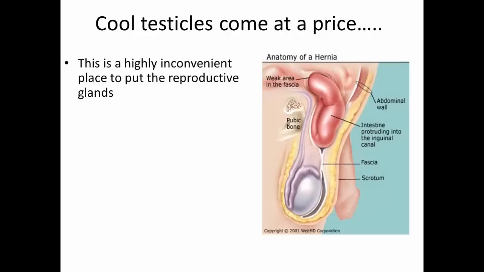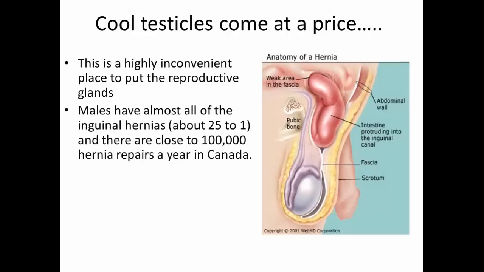The other big problem is that males are going to have inguinal hernias, and you can see this picture that I've shown on the right-hand side. What happens is males will have what we call inguinal hernias, and there's about 25 hernias in males for every one in females. And in fact, we repair 100,000 hernias a year in Canada, so this is a big deal. So what happens in a hernia? Well, remember that the inguinal canal had to stay open in males so that the gonad, the testis, could descend.